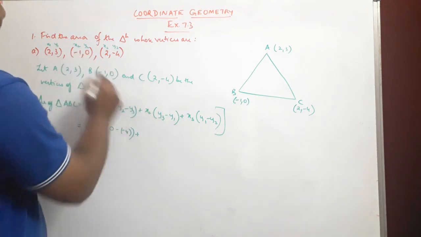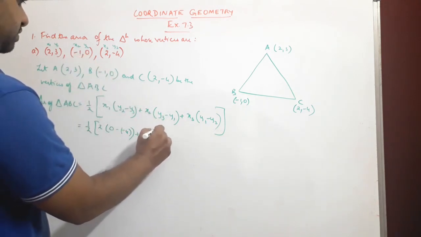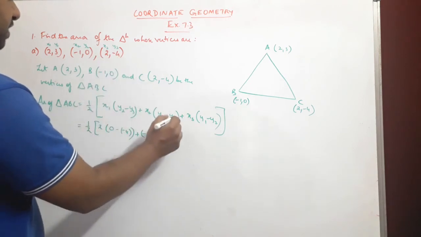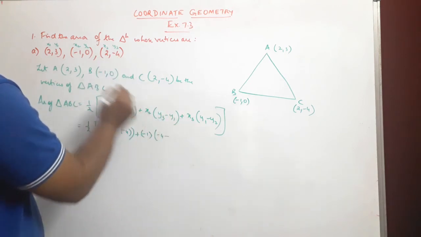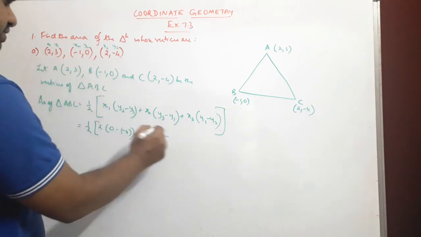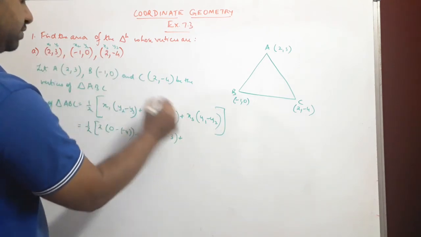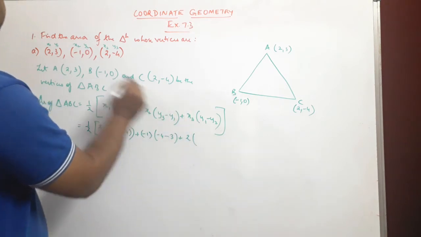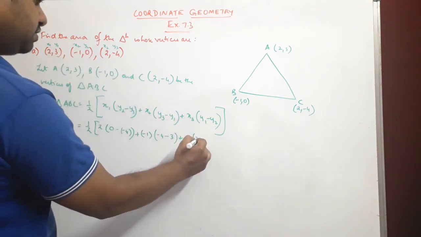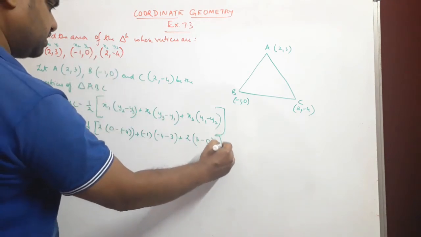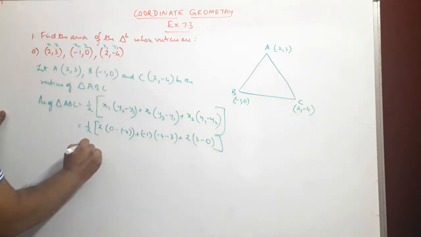x2 which is minus 1 into y3 which is minus 4 minus y1 which is 3 plus x3 which is 2, y1 which is 3 minus y2 which is 0, close the bracket, the whole bracket is closed. I'll solve further.